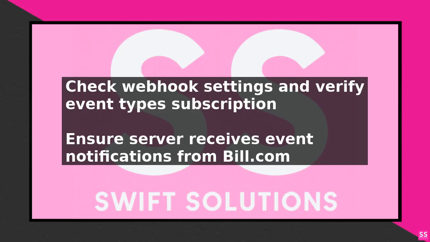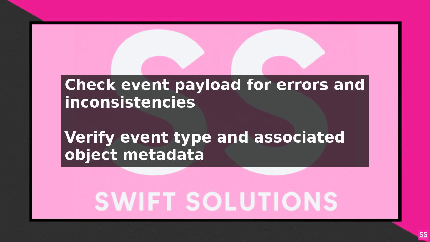Start by checking the event payload for any errors or inconsistencies. The event payload contains information about the event, such as the event type, the associated object, and any relevant metadata. For example, if you are experiencing issues with payment approvals, check the payment approval event payload for any errors or inconsistencies. Verify that the payment approval status is correct and that the associated payment object is properly updated.